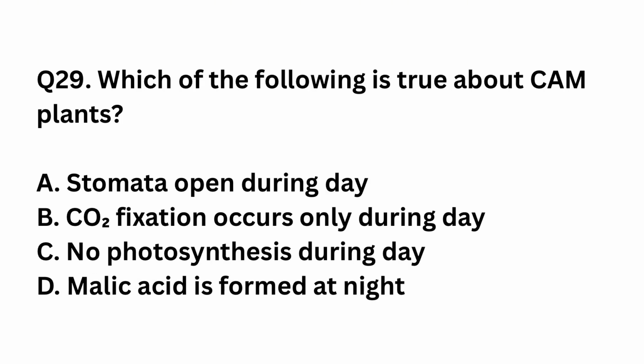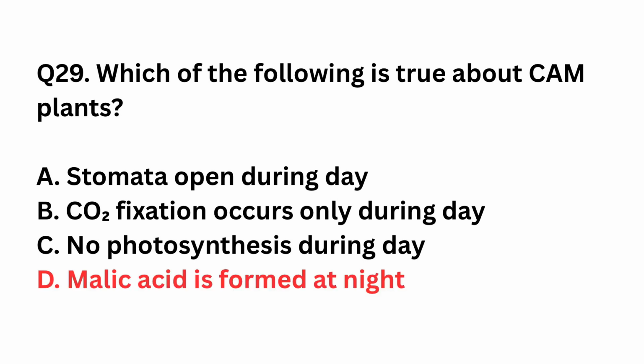Question number 29. Which of the following is true about CAM plants? Stomata open during day. Carbon dioxide fixation occurs only during day. No photosynthesis during day. Malic acid is formed at night. The right answer is option D. Malic acid is formed at night. CAM plants, that is crassulacean acid metabolism plants, fix carbon dioxide at night into malic acid stored in vacuoles. During the day, carbon dioxide is released for Calvin cycle.